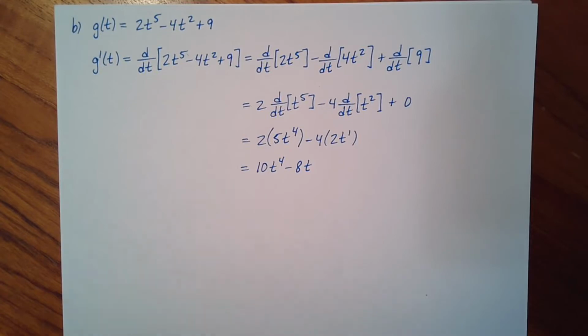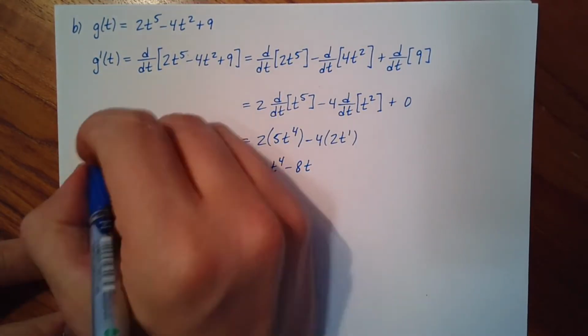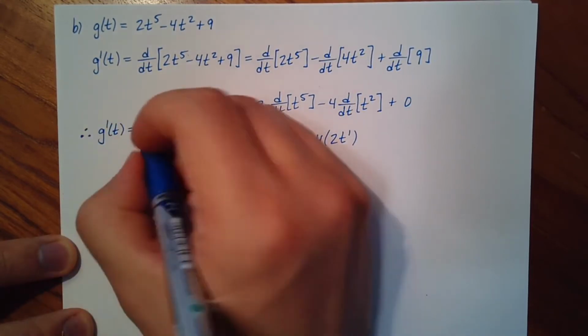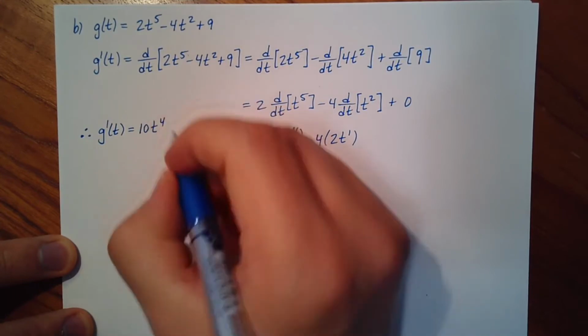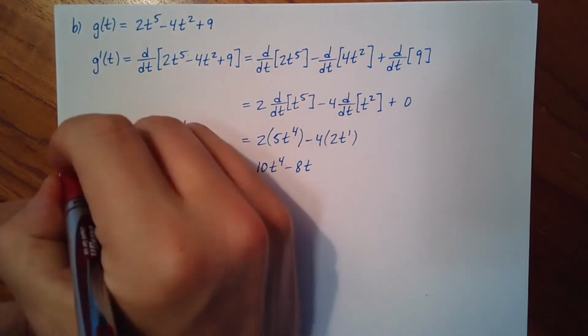That means we're done. So now we can say, okay, therefore, let's just squeeze a summary in over here. So therefore, g prime of t is equal to 10t to the 4 minus 8t. That's how we can summarize our answer.